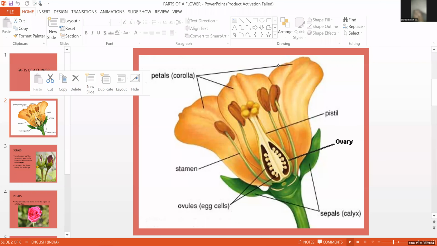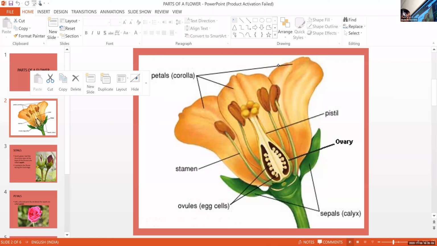Otherwise, insects might come, and from their small feet or legs, the pollen grains might fall on the stigma of the hibiscus. Otherwise, wind might come. Because of the wind, the pollen grains might flow and fall on the stigma of the same flower or on the stigma of other flowers also. Understood? Yes, ma'am.